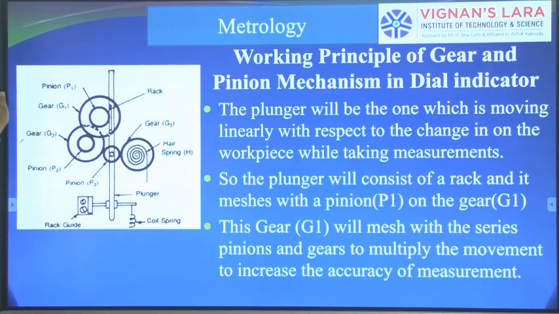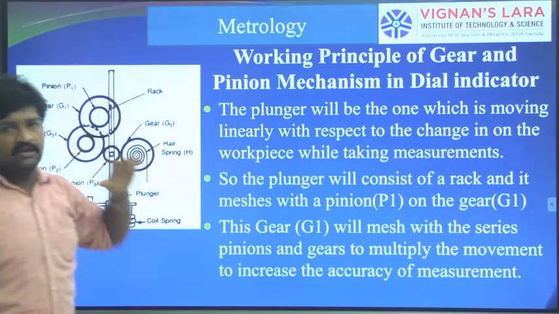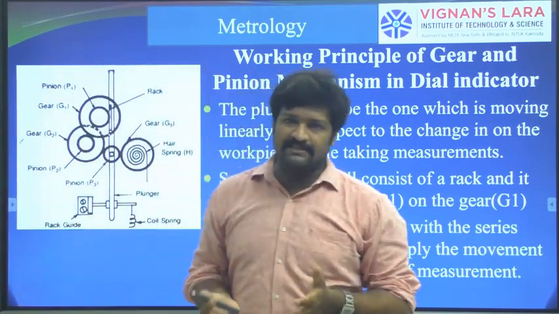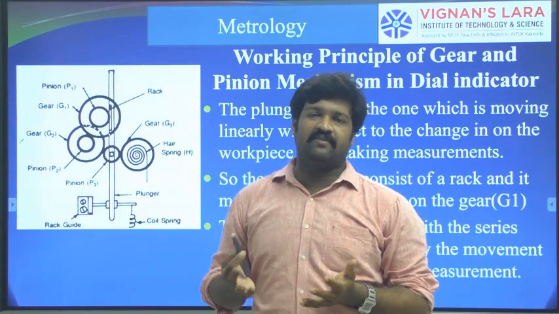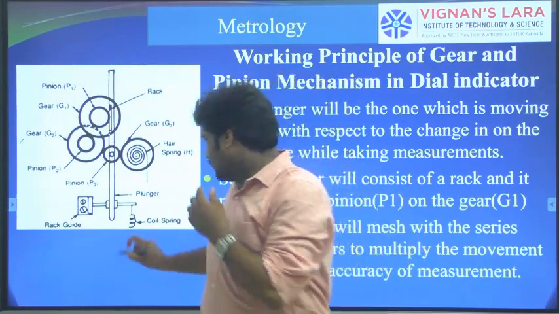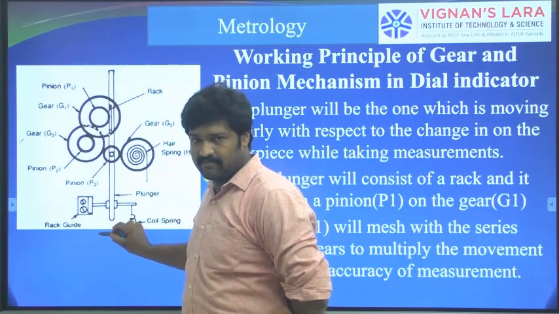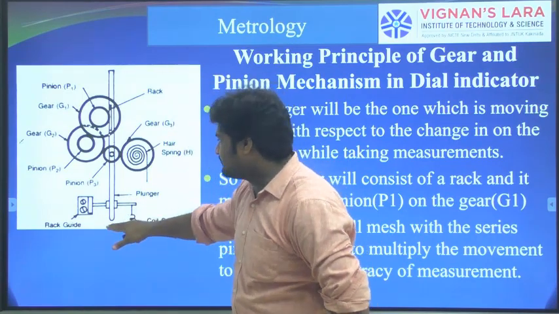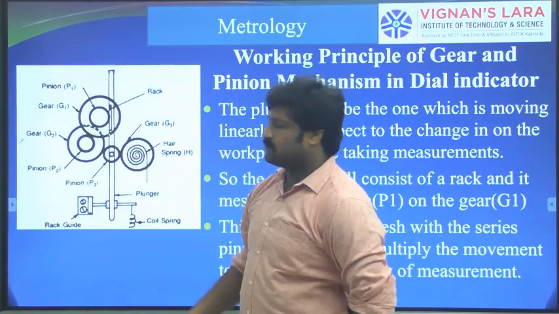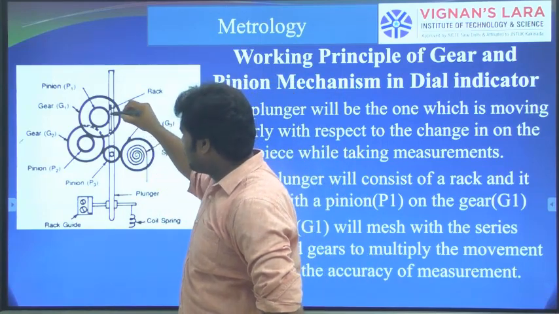Next, the working principle of the gear and pinion mechanism. This is the gear and pinion mechanism. Initially, in both the cases the movement is identified by means of a plunger. This is our plunger. If the component has some thickness or dimension, the plunger will move up. Here the plunger is connected to a rack.